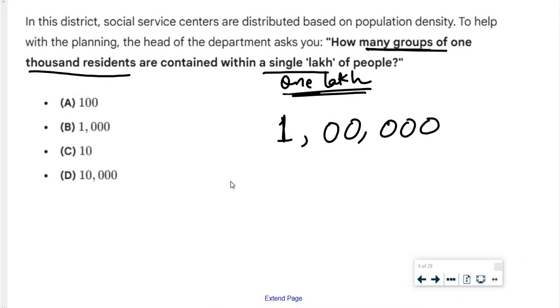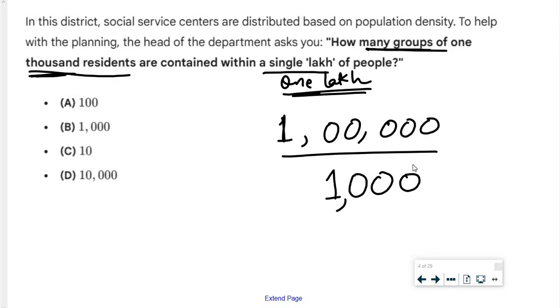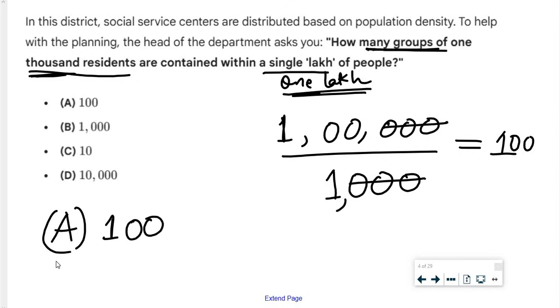So simply write 1 lakh like so. Because it is asking how many thousands are there in 1 lakh, you take 1 lakh divided by 1,000, and then you cut the 3 zeros and the 3 zeros here. So the answer is 100. That means we have 100 groups of 1,000 in a single lakh. So the correct option here is option A with the number 100. The next question.